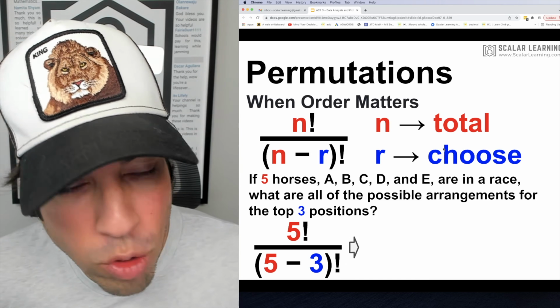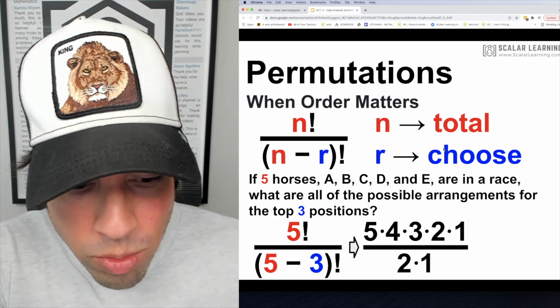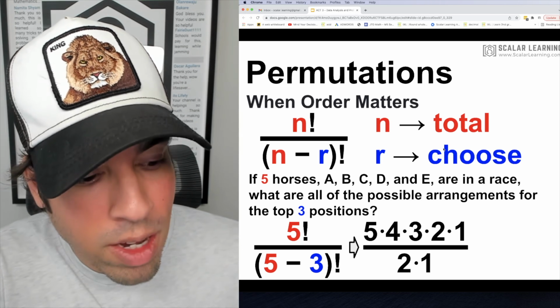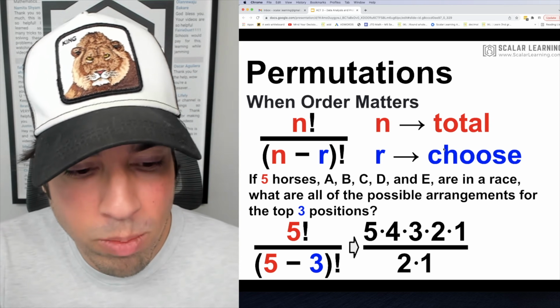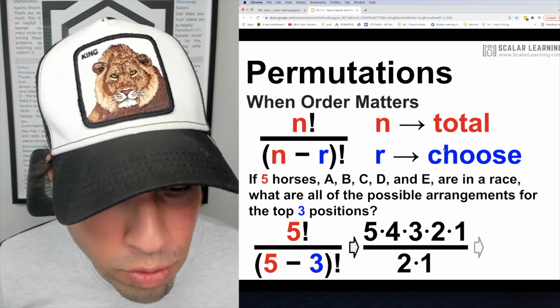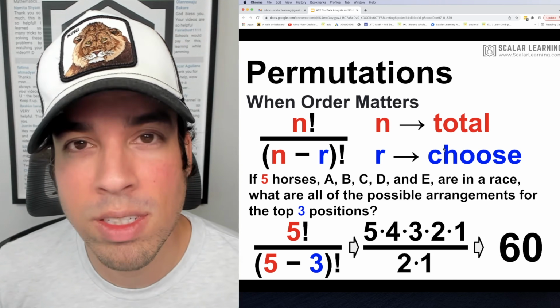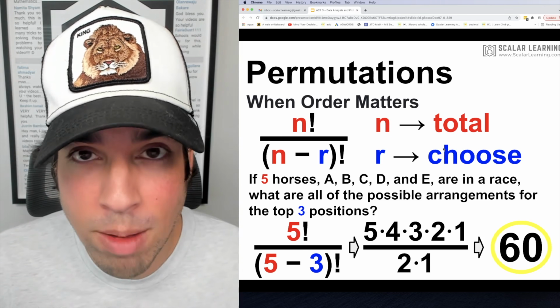So now I'm going to show you what this looks like when we multiply it out. 5 factorial, again, is 5 times 4 times 3 times 2 times 1. Since 5 minus 3 is 2, the bottom is going to be 2 factorial, or 2 times 1. Then we multiply it across. We get 120 over 2, which simplifies to 60. So in this case, there would be 60 possible arrangements for the top 3 horses.